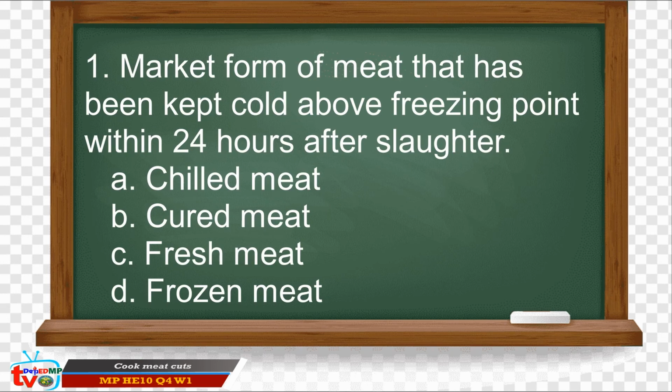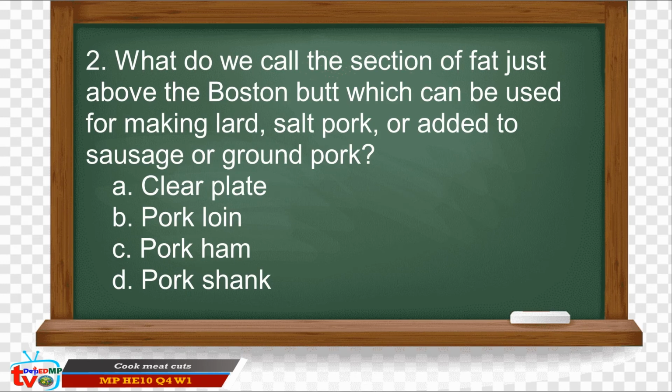1. Market form of meat that has been kept cold above freezing point within 24 hours after slaughter. A. Chilled meat. B. Cured meat. C. Fresh meat. D. Frozen meat. 2. What do we call the section of fat just above the Boston butt, which can be used for making lard, salt pork, or added to sausage or ground pork? A. Clear plate. B. Pork loin. C. Pork ham. D. Pork shank.